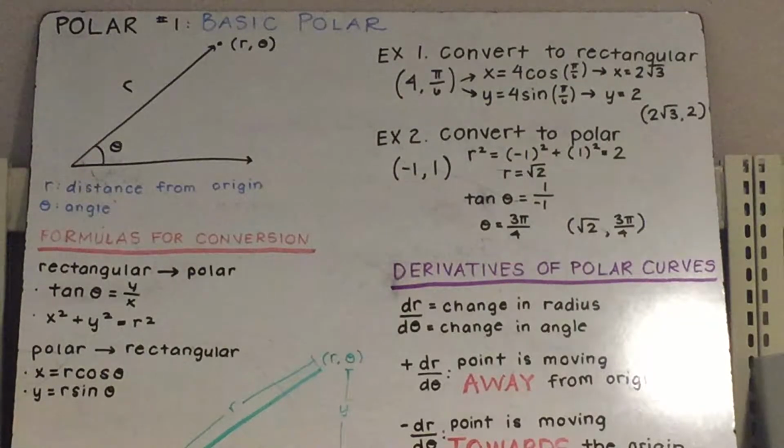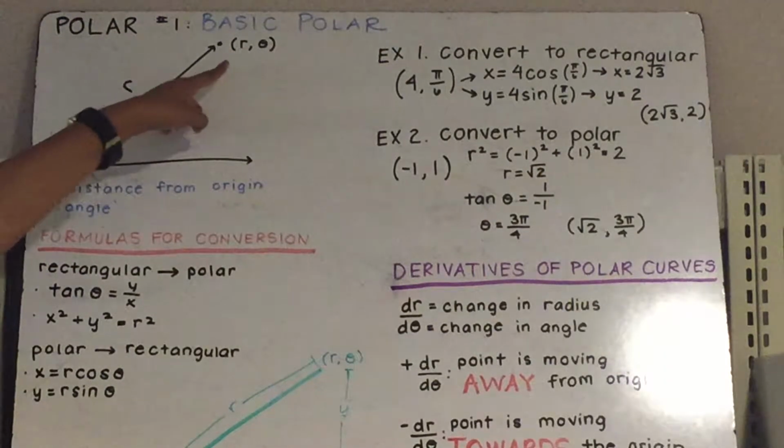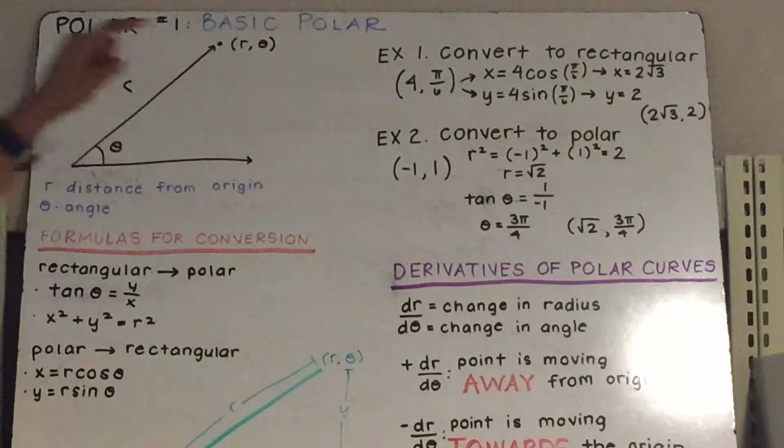Okay, now we're going to talk about polar coordinates. So the first lesson we're going to do today is on basic polar coordinates. Polar coordinates have two parts, just like rectangular has x and y. You have r and theta. In this graph right here, I have two lines, and you can see theta is the angle and r is the distance from the origin. So if this is the origin, r is the distance, and that's defined as r comma theta.